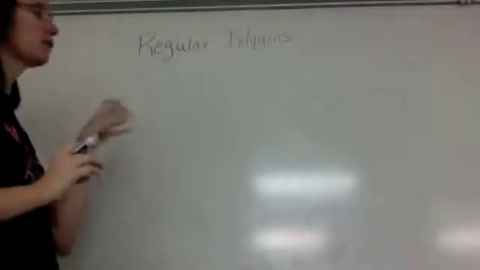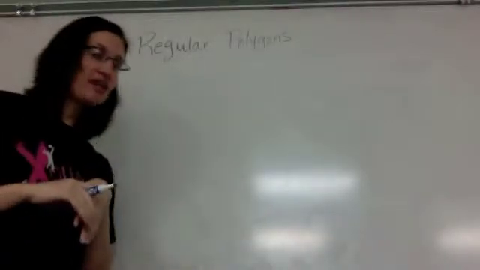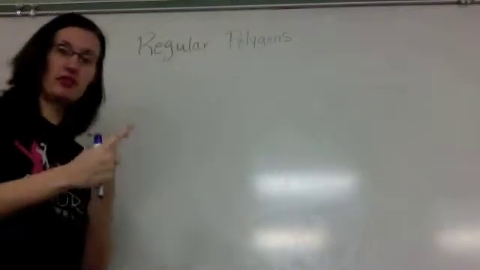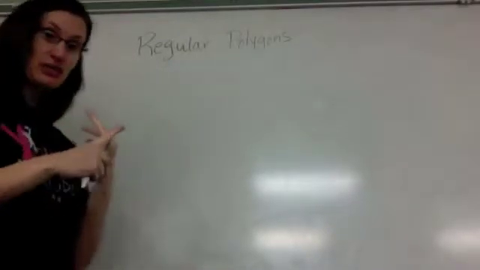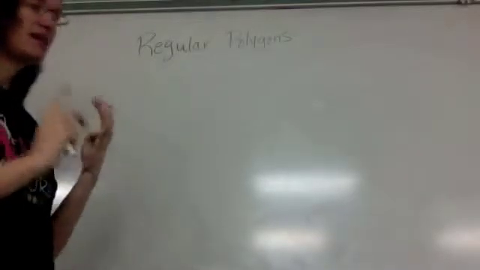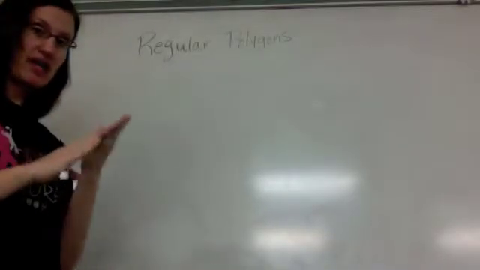Okay, so we're going to talk about regular polygons, and we're going to hit 4 main topics on regular polygons. The definition, what they are, how to name them, how to find missing angles using the idea that they're regular polygons, and then talk about the symmetry lines of regular polygons.